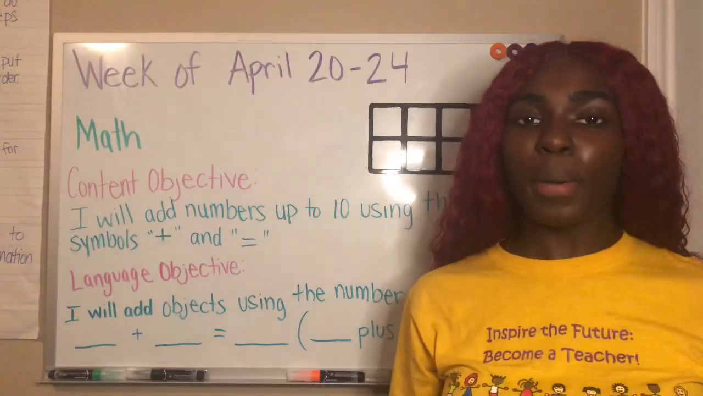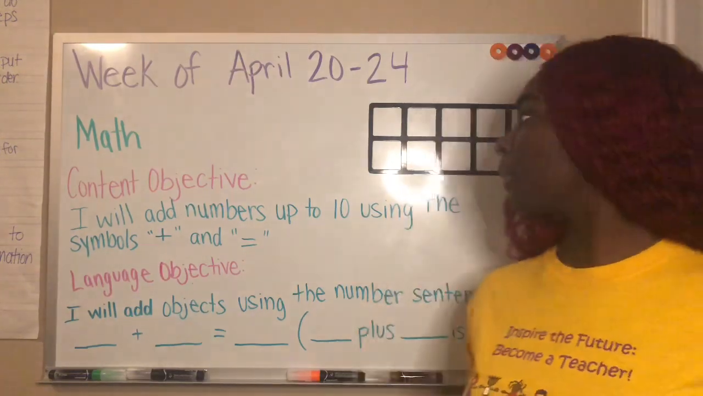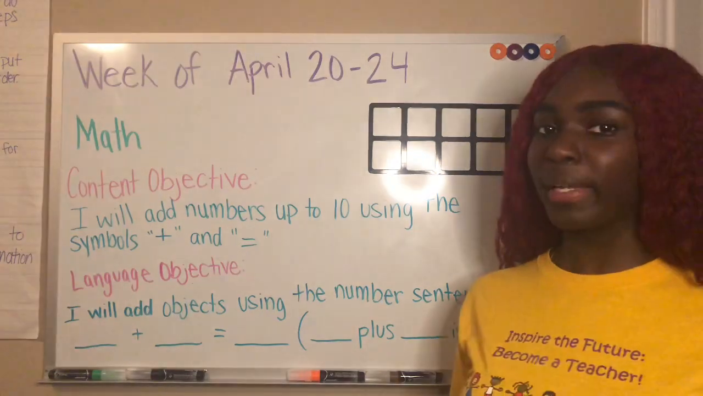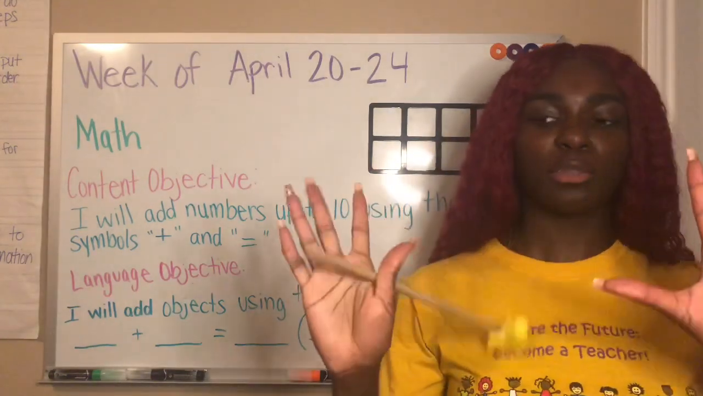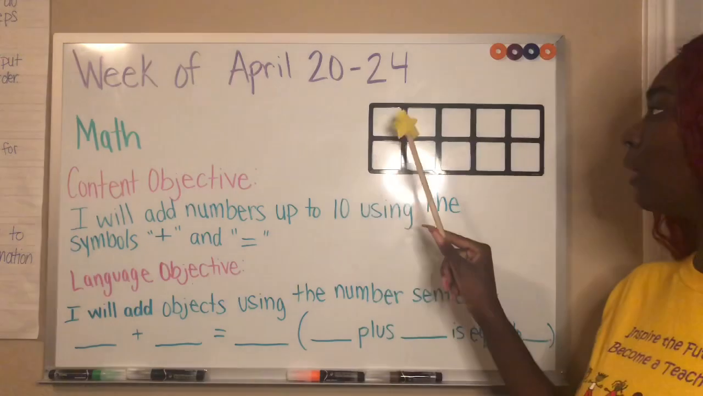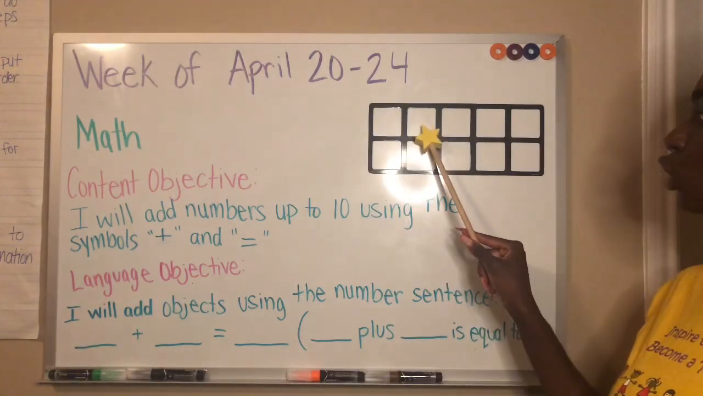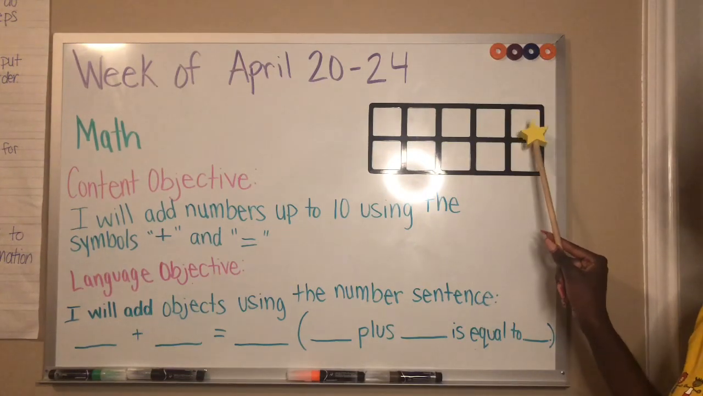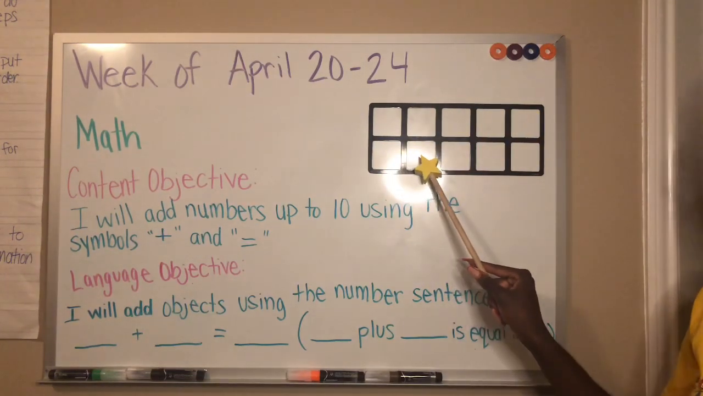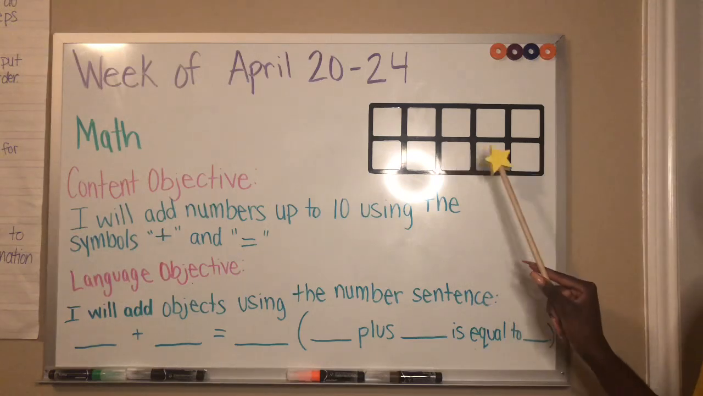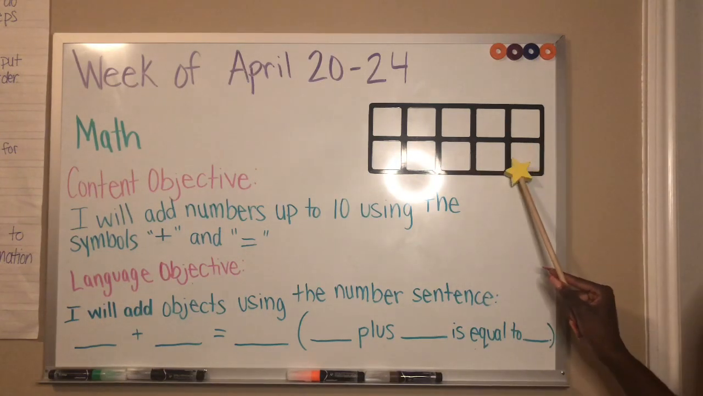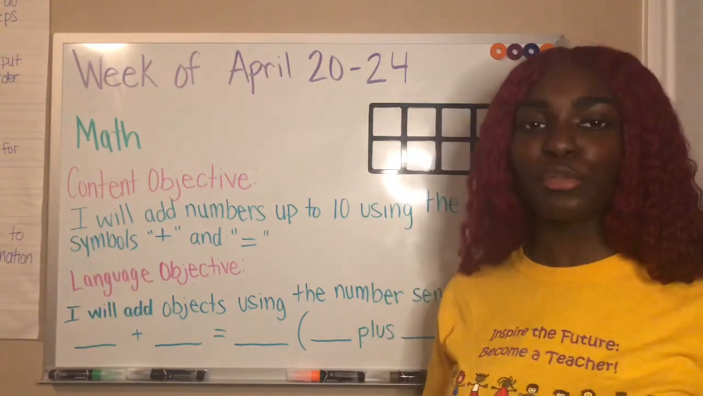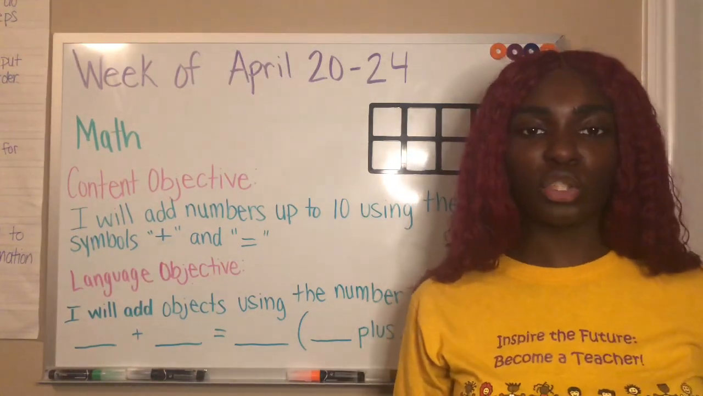First, we're going to talk about our 10 frame. Remember, we said this is a 10 frame. And we know it's a 10 frame because it has 10 spaces. So count them with me. 1, 2, 3, 4, 5, 6, 7, 8, 9, 10. So the first problem we're going to talk about using our 10 frame is 4 plus 2.